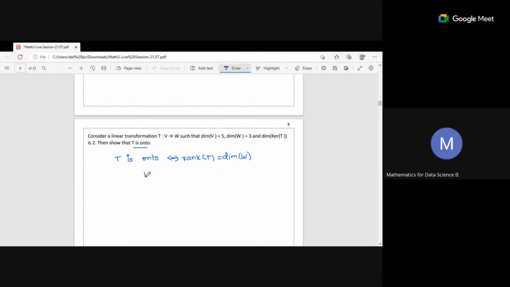So here you know that nullity of T plus rank of T is dimension of V. Dimension of V is 5, and 5 minus 2 means you get 3, which is nothing but the dimension of W. So rank of T equals dimension of W. Therefore, T is onto. Is this fine? Yes, ma'am.